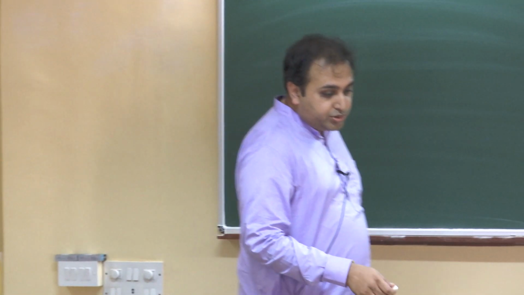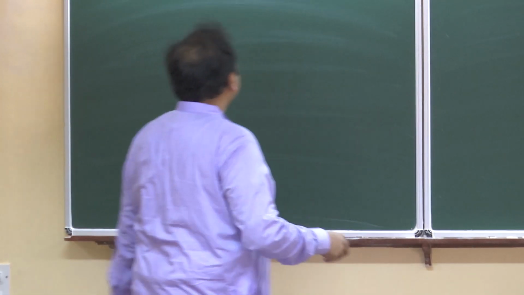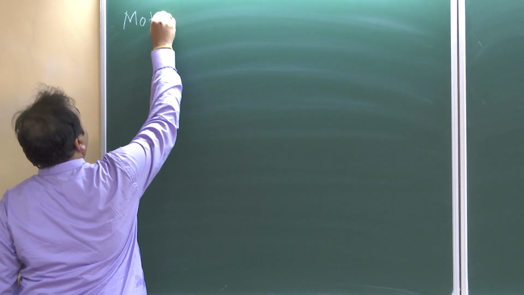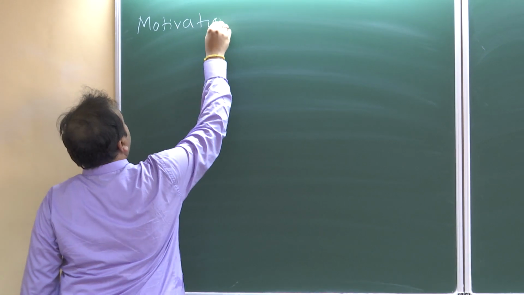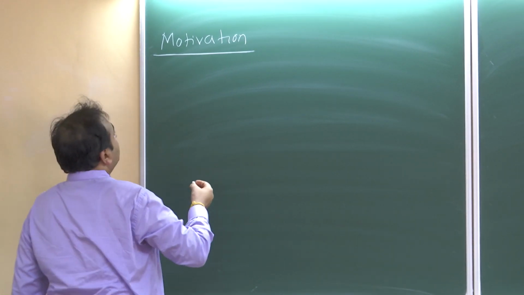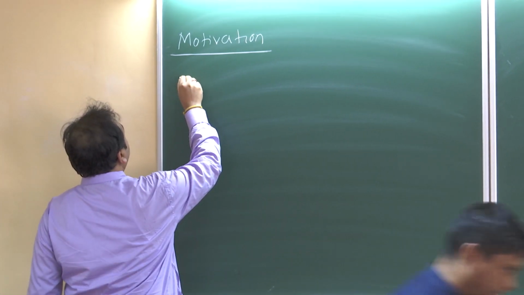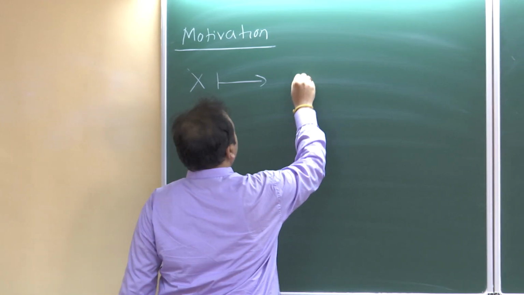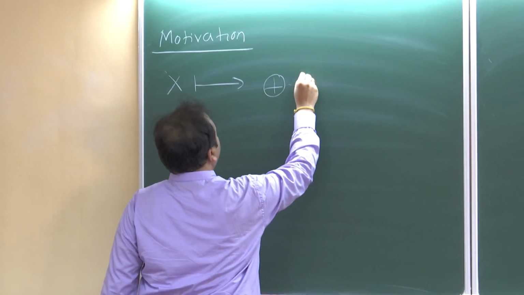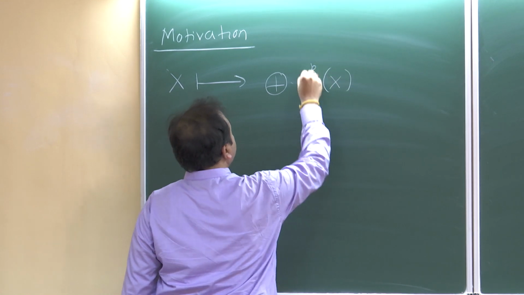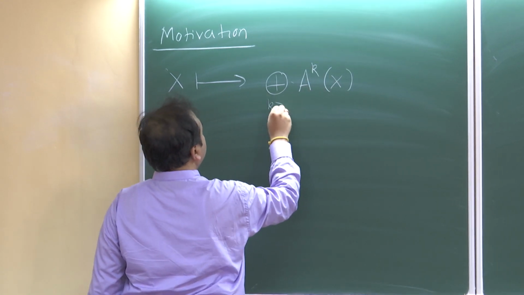Before I get to the main topic, I'll say a few things informally, just for motivation. So what we are trying to do here is, I think Amit talked about it, x mapping to the direct sum of A^k(x), where k is greater than or equal to 0.